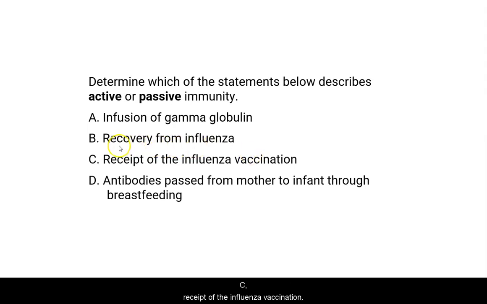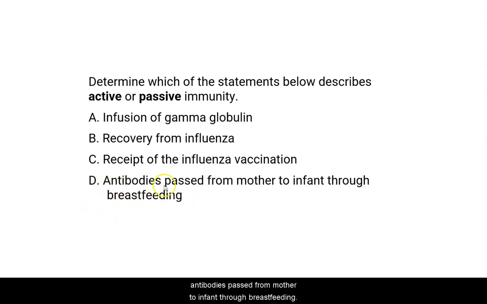C, receipt of the influenza vaccination. Well, this is a vaccine, so it's a medical procedure, so it's going to be artificial. And it's stimulating an immune response. So we're going to produce immunologic memory. So it's active. So vaccination is an example of artificial active immunity. And I want you to know that for the exam.